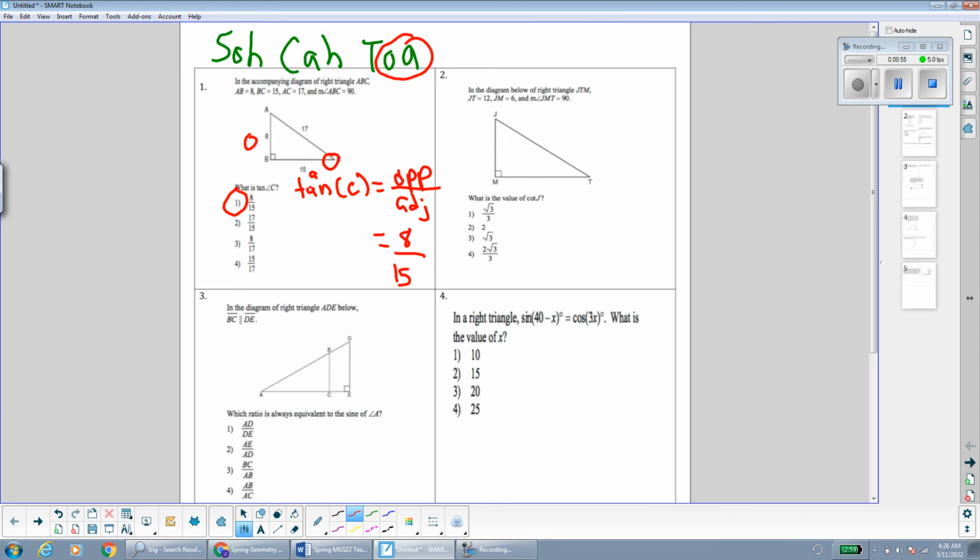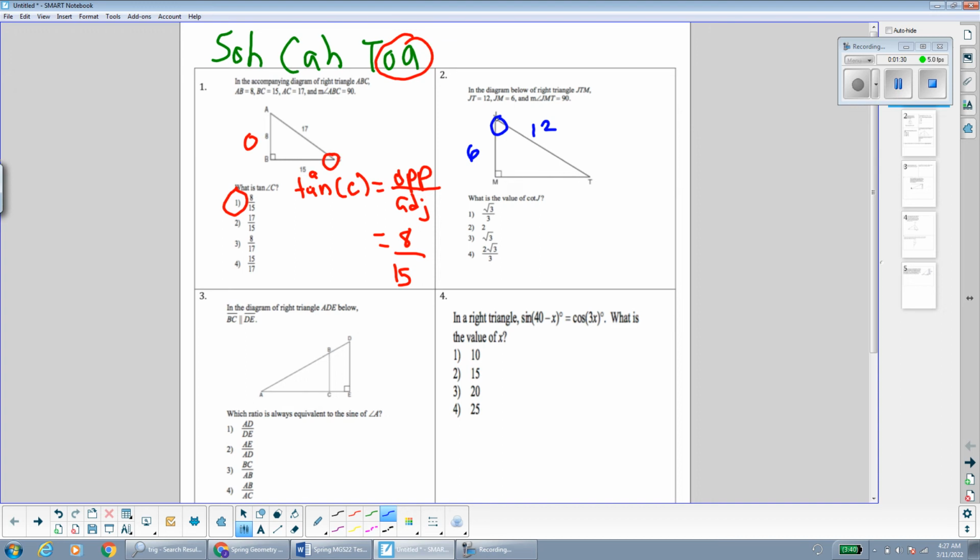Number 2 says, in the diagram below of right triangle JTM, JT is 12, JM is 6, and angle JMT is a 90-degree angle. And it says, what is the value of cotangent of angle J? So I know that cotangent is the reciprocal of tangent. So first I need to find tangent, and then I can take the reciprocal of tangent to get cotangent. So we're focusing on angle J. And for tangent, once again, I need opposite over adjacent.